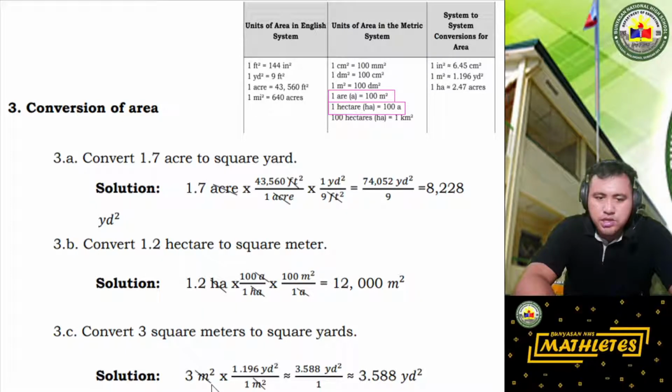We have 3 meter squared times 1.196 square yard per meter squared. So, cancel meter squared, and what remains is square yard. So, 3 times 1.196 square yard is approximately 3.588 square yard, which is equivalent to 3.588 square yard.